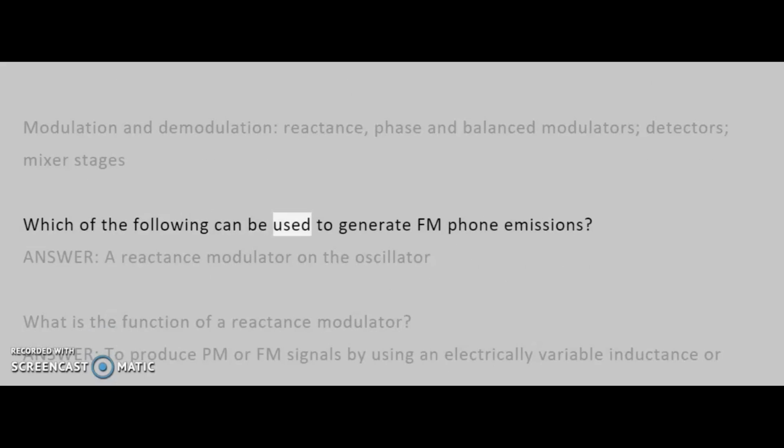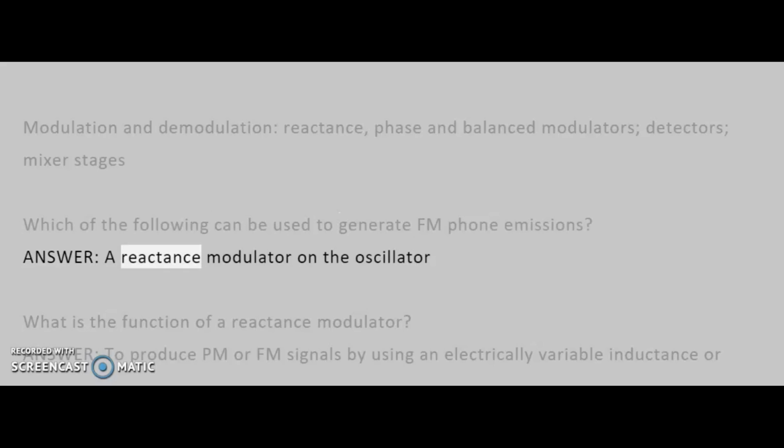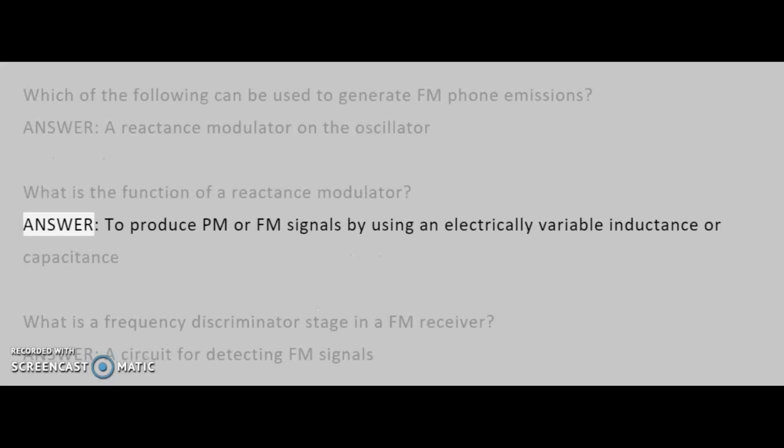Which of the following can be used to generate FM phone emissions? Answer: a reactance modulator on the oscillator. What is the function of a reactance modulator? Answer: to produce PM or FM signals by using an electrically variable inductance or capacitance.